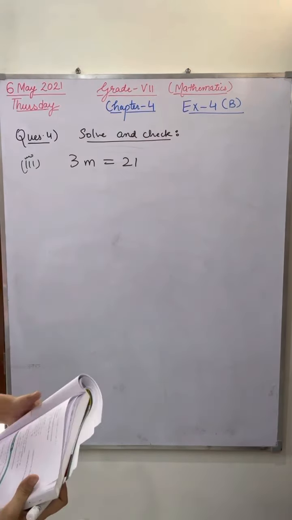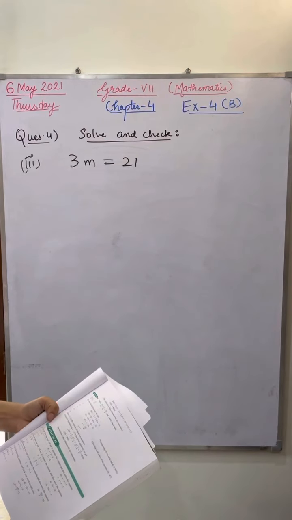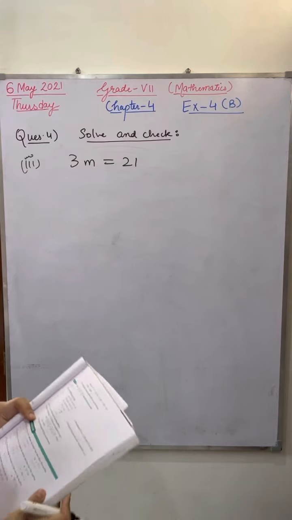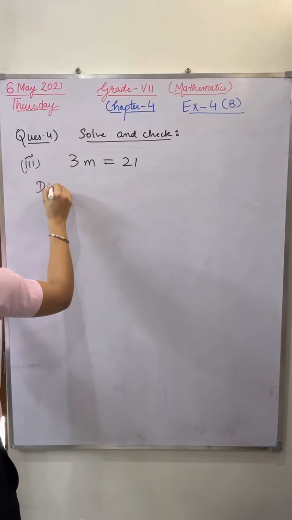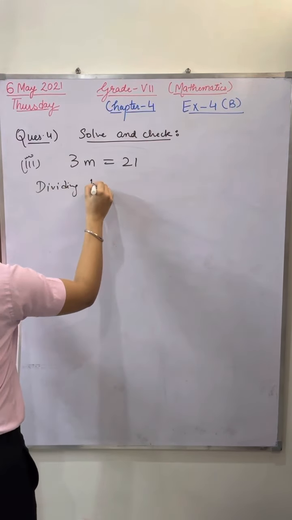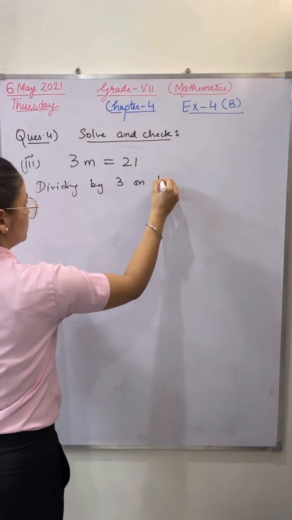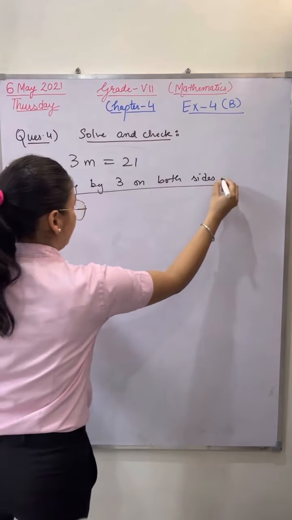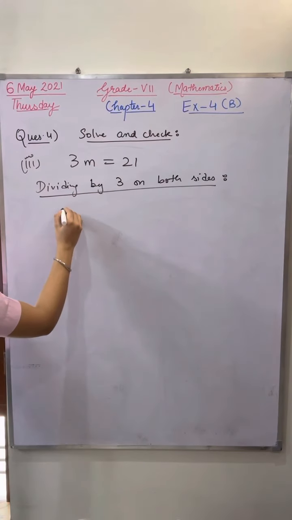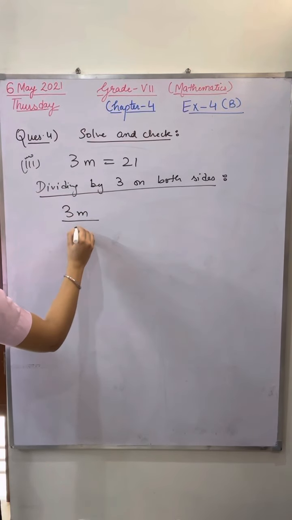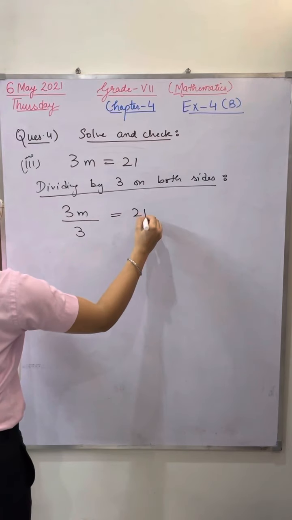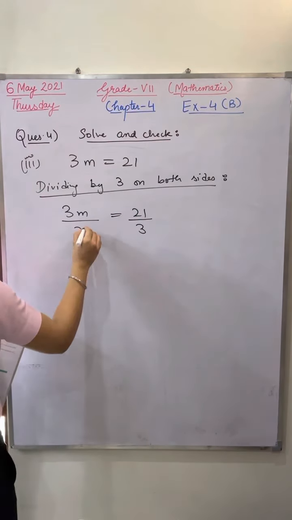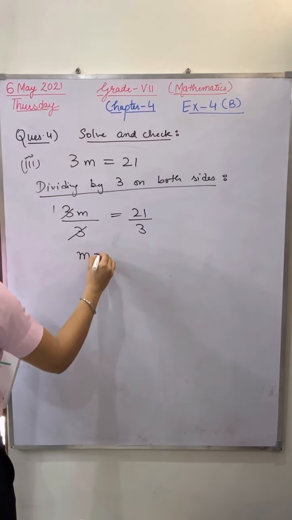Now which method do I have to apply here? Ma'am, we have to divide by 3 on both sides. Very good, dividing by 3 on both sides. Now please tell me, if I divide this complete equation by 3, what can I write on the left hand side? Ma'am, m. Okay, just wait. Tell me what is left. m. The 3 ones are 3 and the 3's cancel. m is left. What is left here?